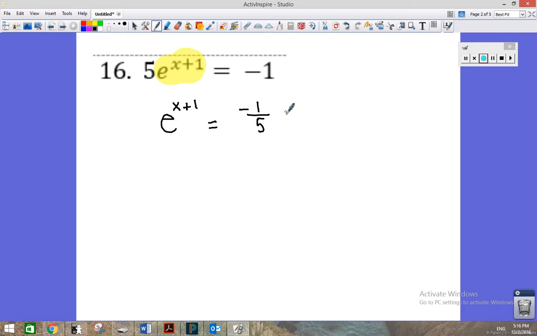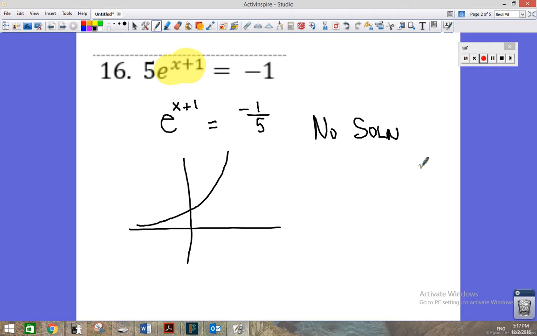Now, how can that be? If I have e to the x, the domain is all real numbers, but the range is 0 to infinity. How could I ever have an exponent that makes my answer negative? This is no solution. Alright, so I hope that helps, and I'll double check my answer key that hopefully I did have that, because I'm positive that this is no solution.